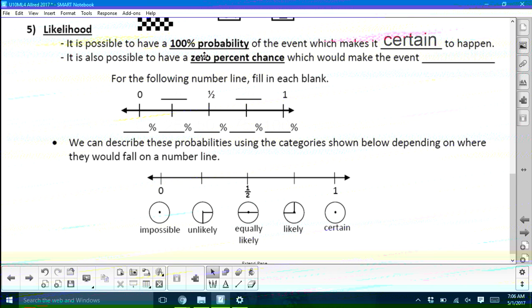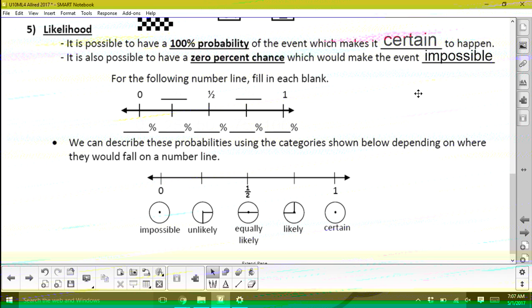It's also possible to have a 0% chance something would happen. That makes the event mathematically impossible. Okay? If you say, what is the chances that you roll a dice and get a 7? There's not a 7 on normal dice, so it would be impossible for you to do that. Okay? We're not going to try to read between the lines and find loopholes. We're just thinking mathematically in terms of probability, what could happen.